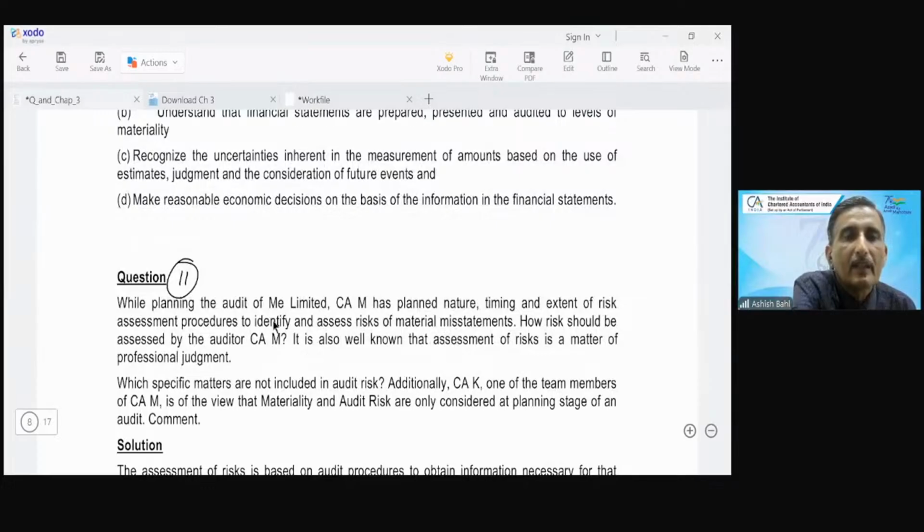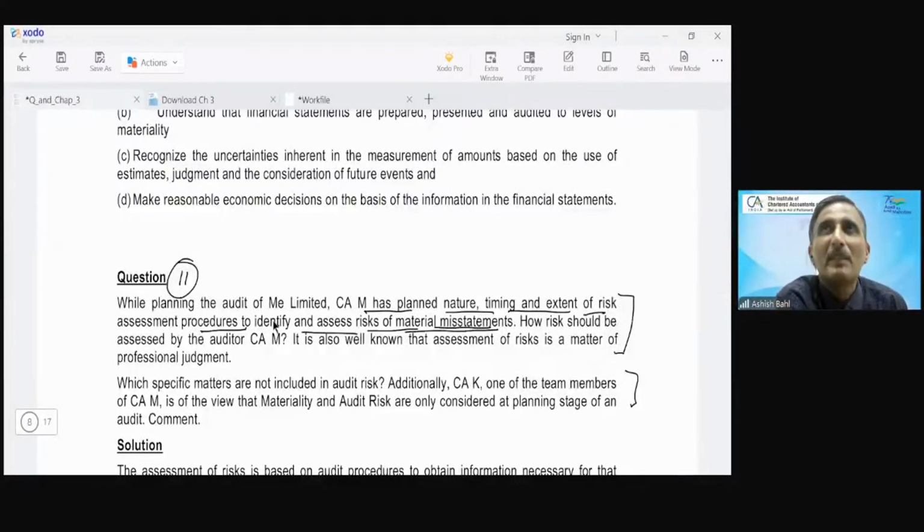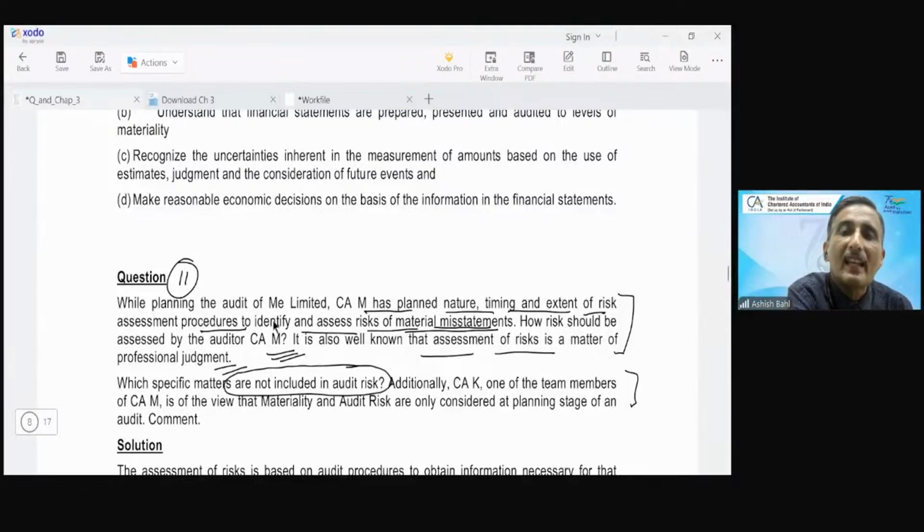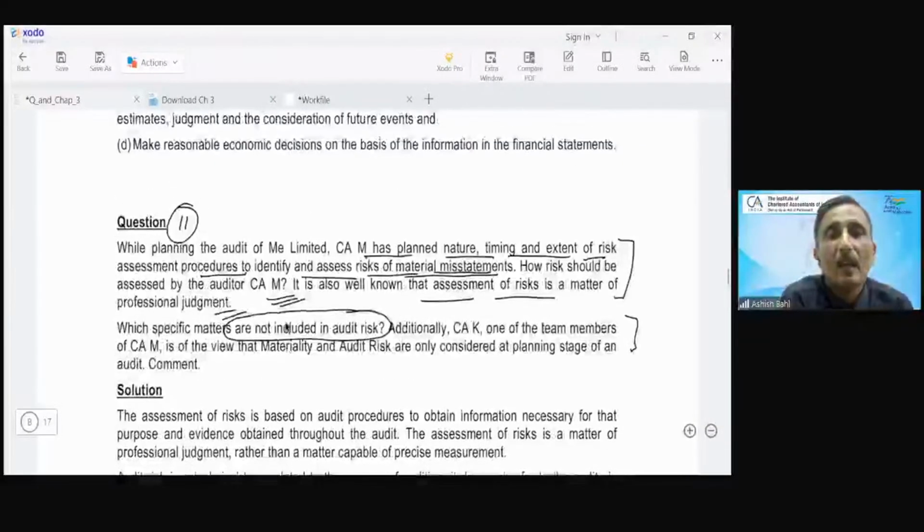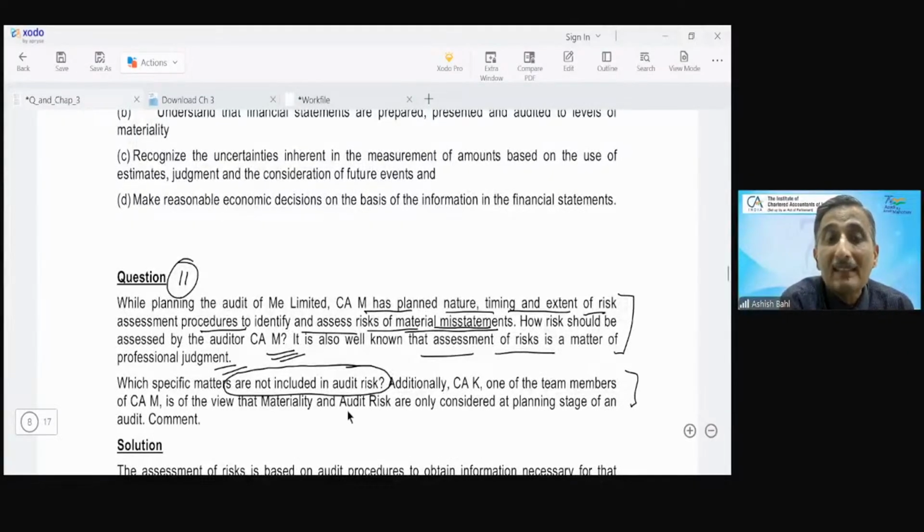Question number 11. While planning the audit of Me Limited, CA M has planned nature, timing, and extent of risk assessment procedures to identify and assess risk of material misstatement. So you know that risks of material misstatements are identified and assessed by means of risk assessment procedures. So how should risk be assessed by the auditor? It is well known that assessment of risk is a matter of professional judgment, which matters are not included in audit risk. So the first part I have already answered, that risk would be assessed by the auditor by performing risk assessment procedures. But what about the second part? Which specific matters are not included in audit risk?